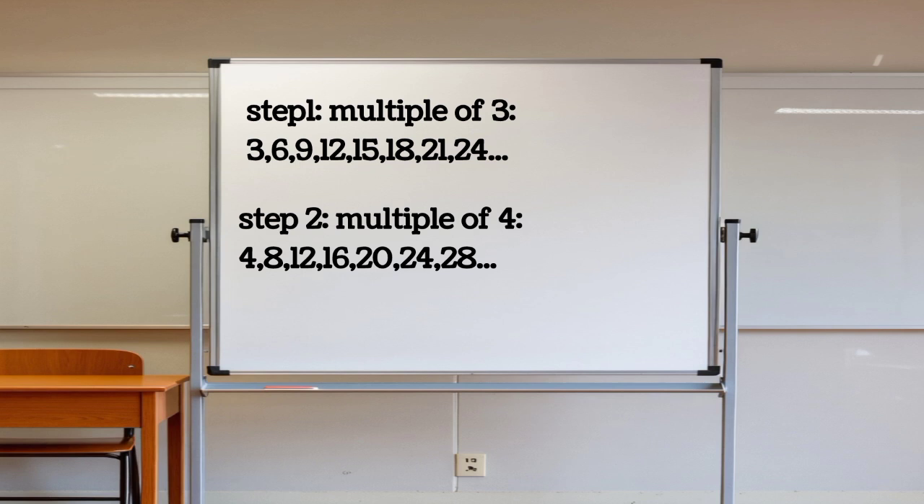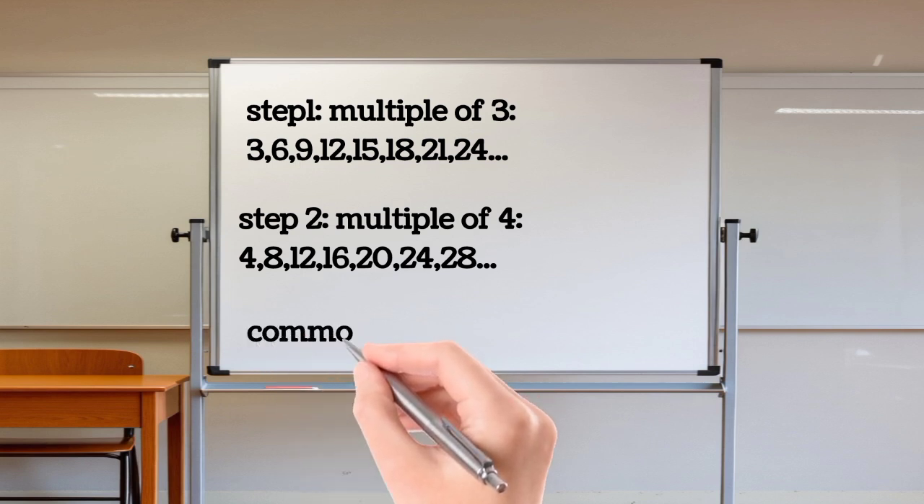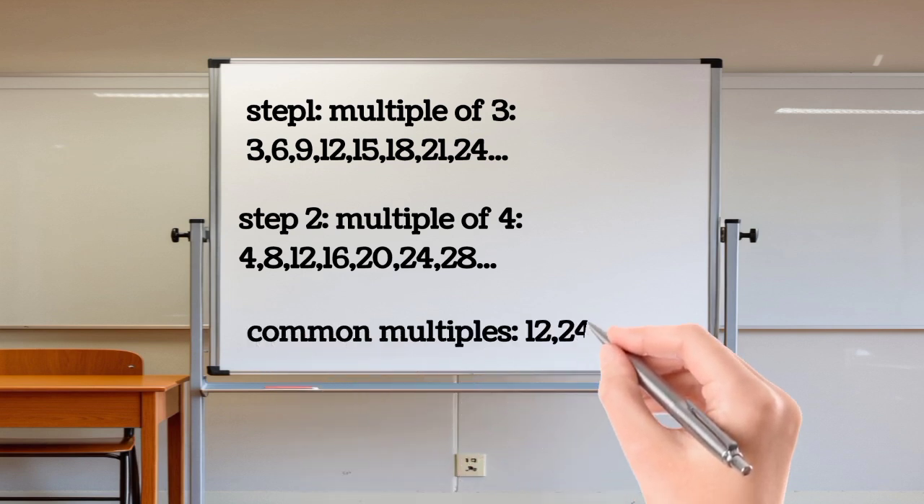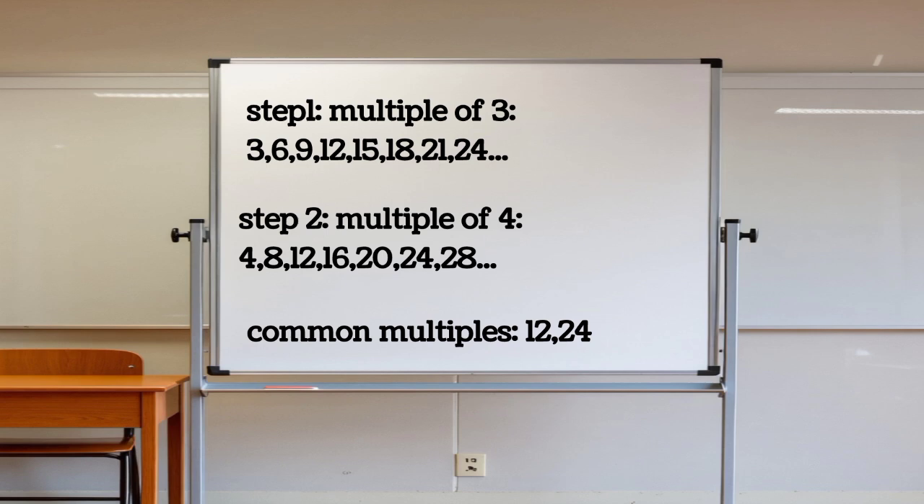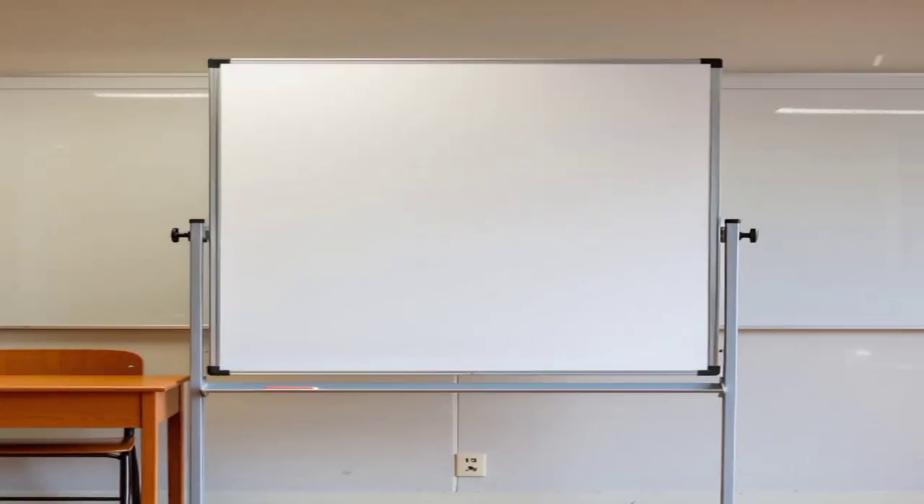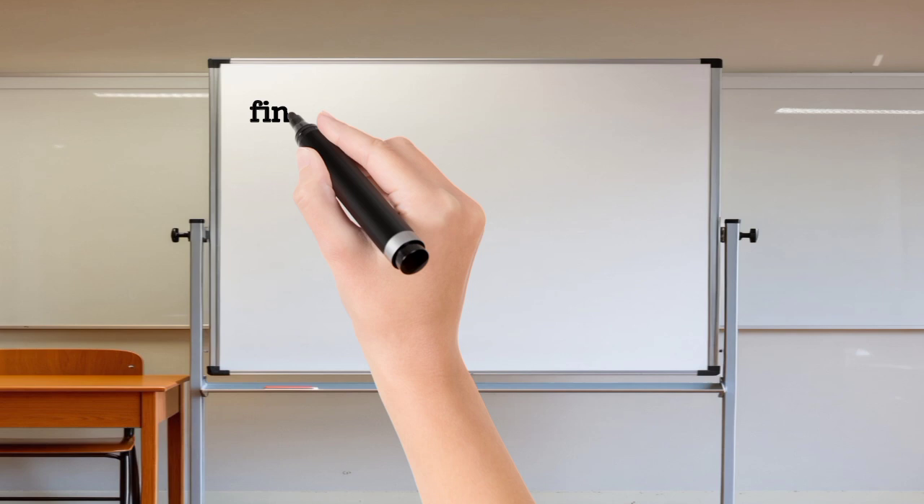Now the common multiples, if you look through it very well, are these 2 numbers that you can see there that appear on both sides, which is what? 12 and 24. Those are the common multiples of what? Of 3 and 4. I hope you understand. So let's take question 2.